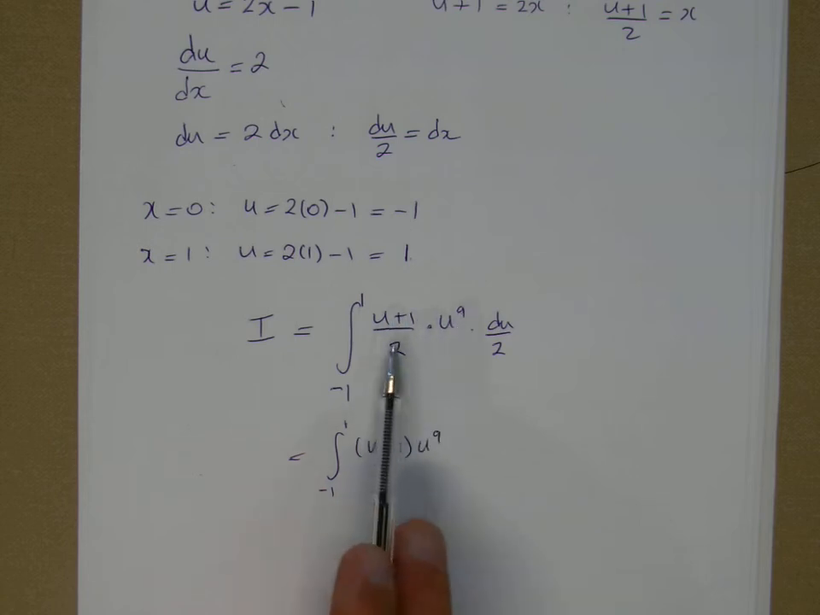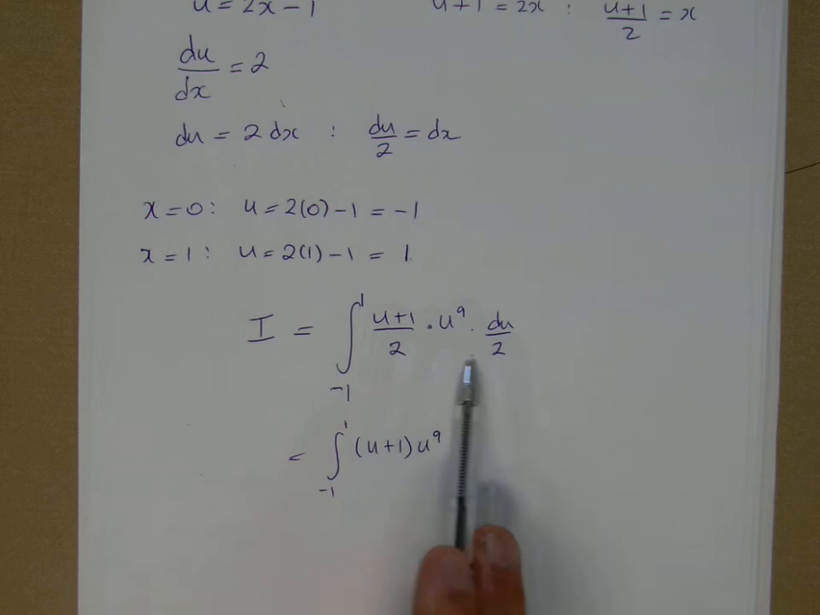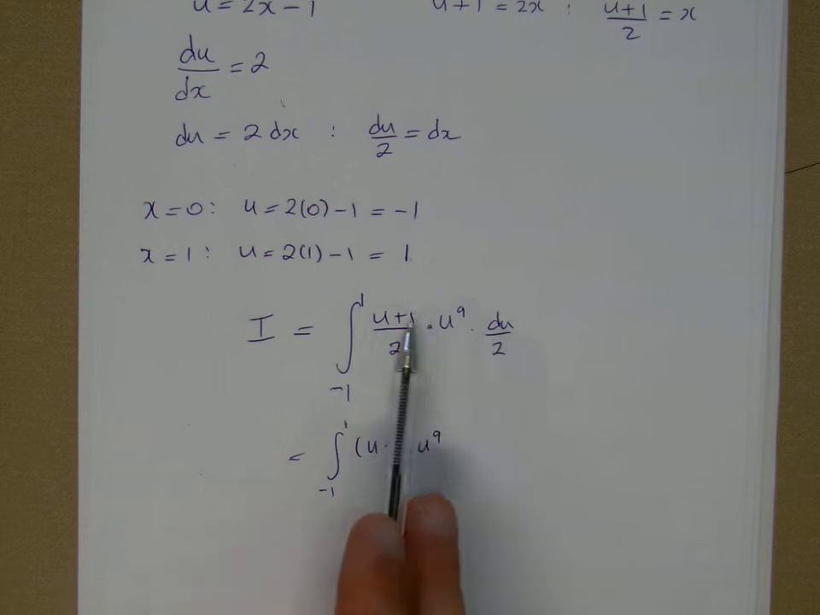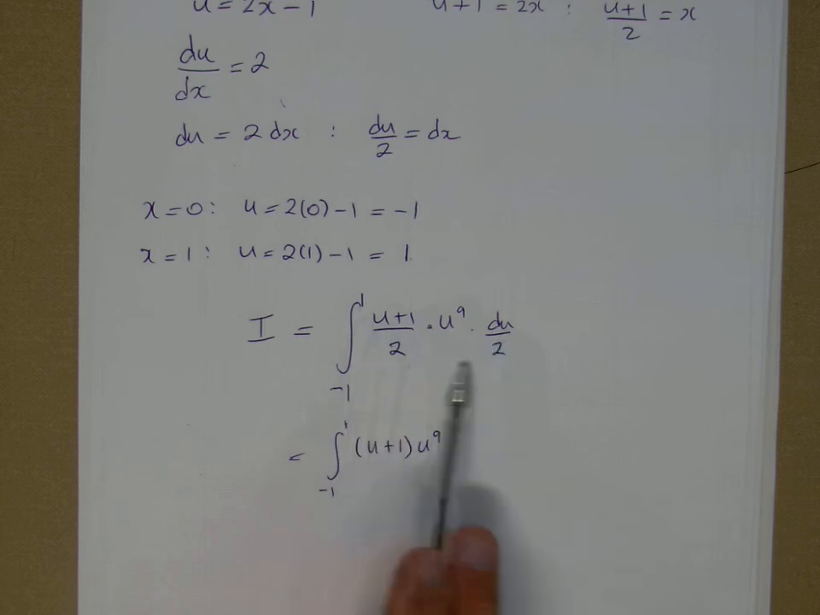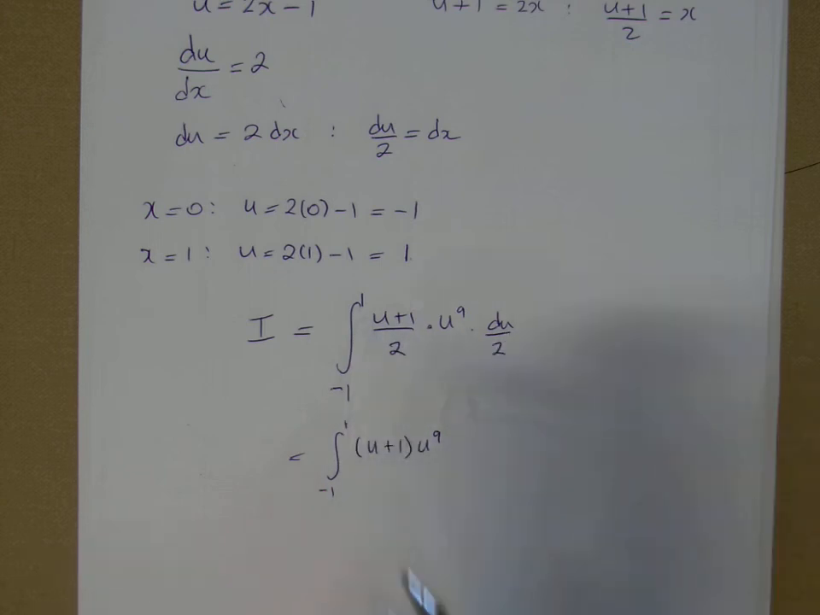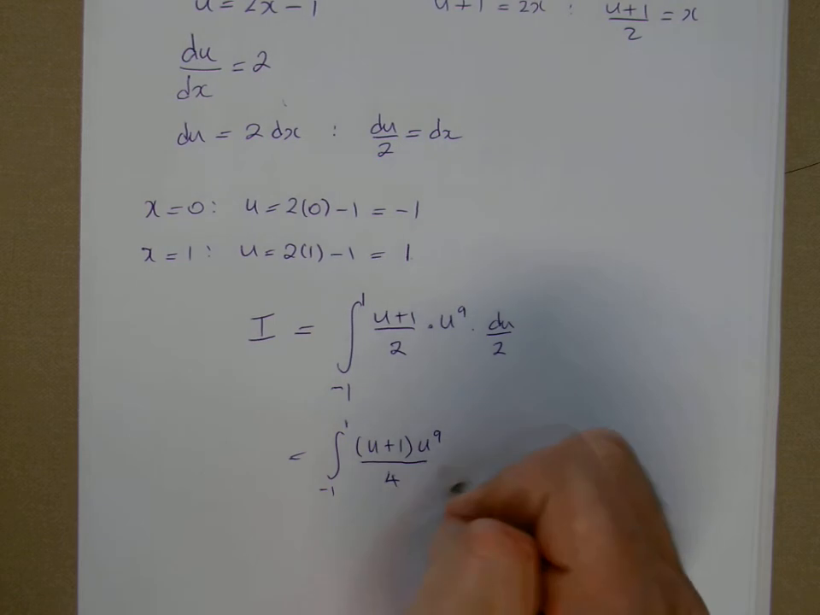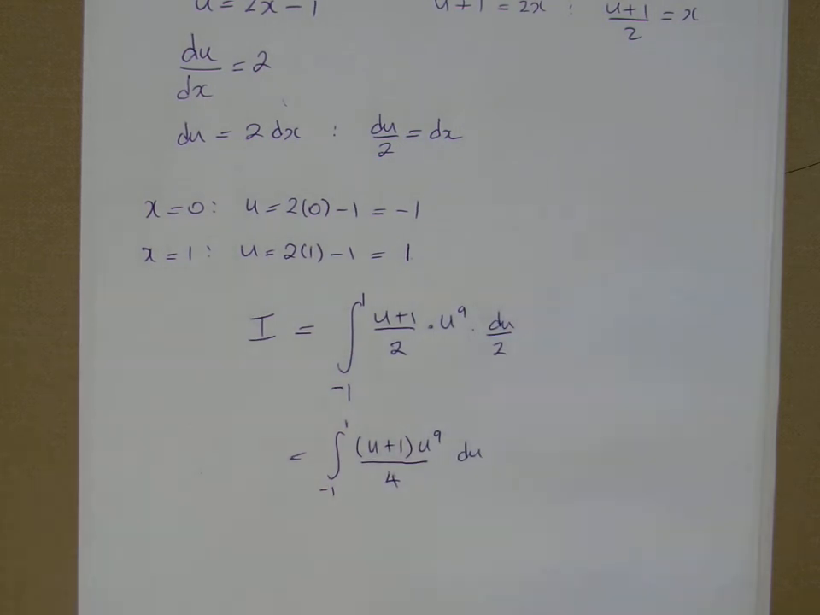And then on the bottom, you've got 2 here and 2 here. And remember, we're timesing these. The dot means we're timesing. So when you times the fractions, you times the tops, you also times the bottoms. So 2 times 2 is 4, du.